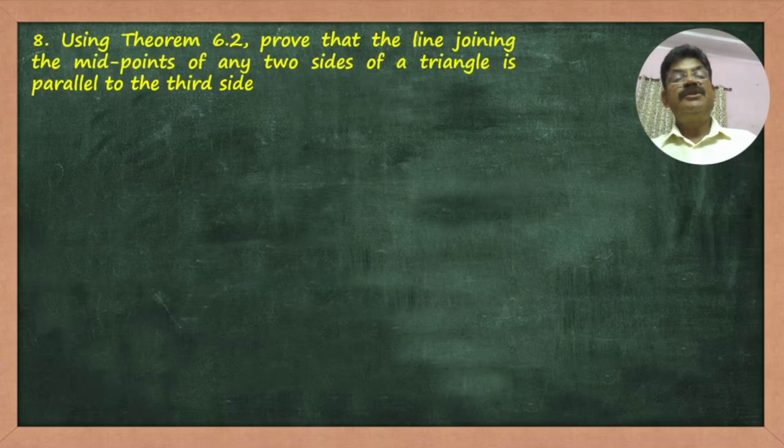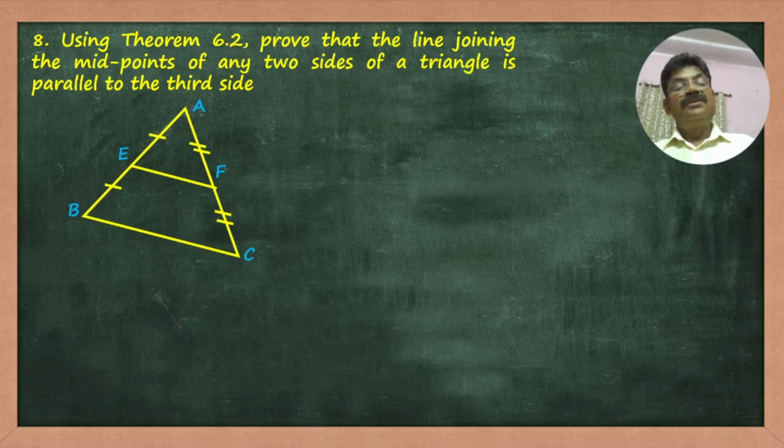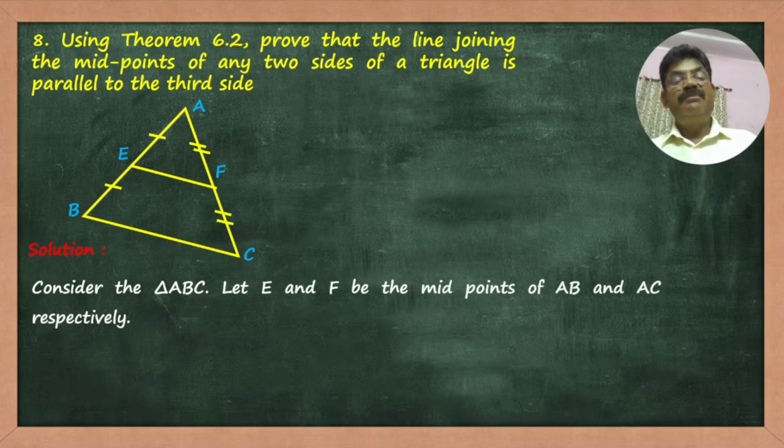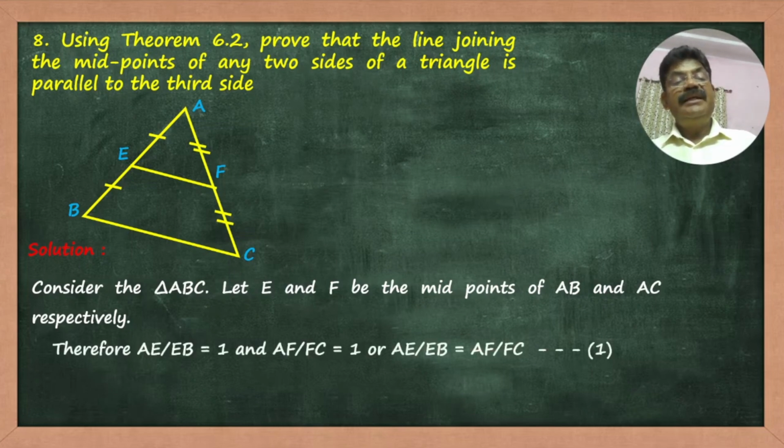Eighth problem. Using theorem 6.2, prove that the line joining the midpoints of any two sides of a triangle is parallel to the third side. So ABC is the triangle, E is the midpoint of AB, F is the midpoint of AC, EF is the line. We have to show that it is parallel to BC. So clearly AE by EB is equal to 1 and AF by FC is also equal to 1 because they are equal parts. So AE by EB is equal to AF by FC. So by theorem 6.2, EF is parallel to BC.